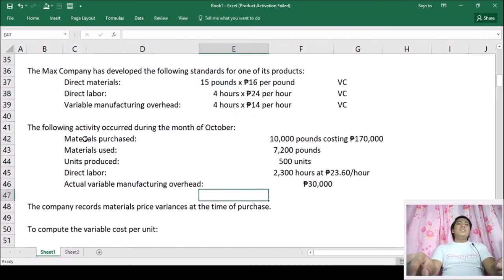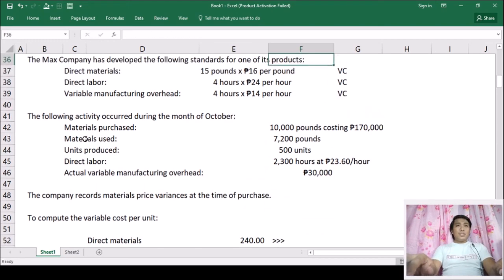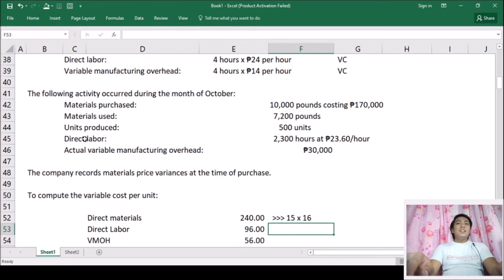This will be the computation. That is 240. How was the 240 computed? Take note that each unit requires 15 pounds multiplied by 16 pesos, which gives 240. The 96 is the same: you multiply 4 hours times 24, which gives 96. And then, same with 56, you multiply 4 hours by 14. So that's 56.